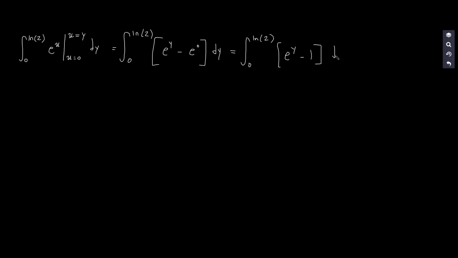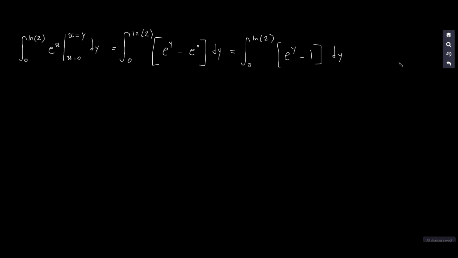All right, so this is going to be the integral from 0 to the natural logarithm of 2, and we're going to apply the fundamental theorem of calculus. So that's going to be e raised to the power of y minus e raised to the power of 0, and anything raised to the power of 0 is just 1. This is going to be dy. So what are we going to have? Integral from 0 to the natural logarithm of 2 of e raised to the power of y minus 1, integration with respect to y.